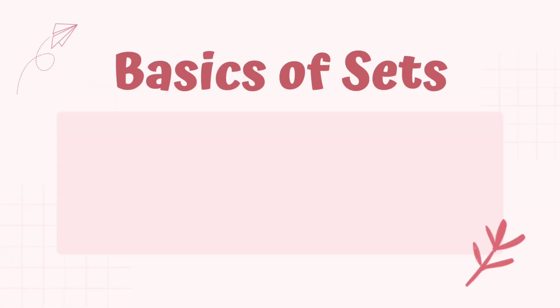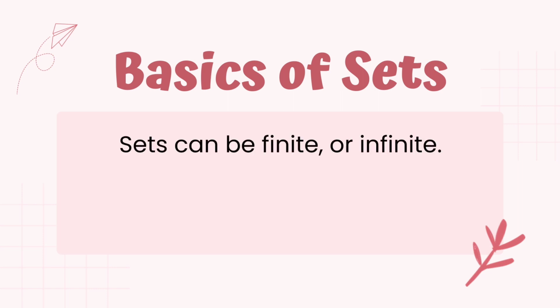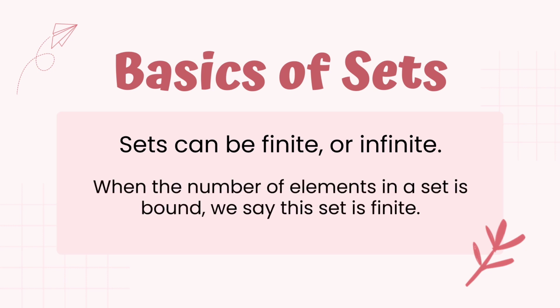In this video, we're going to continue talking about the basics of a set. It starts off with something easy. We're just going to say that sets can be finite or they can be infinite. This is fairly straightforward, and it's very easy to understand the difference between the two. When the number of elements in a set is bound, we say this set is finite. Let's look at some quick examples of a finite set.